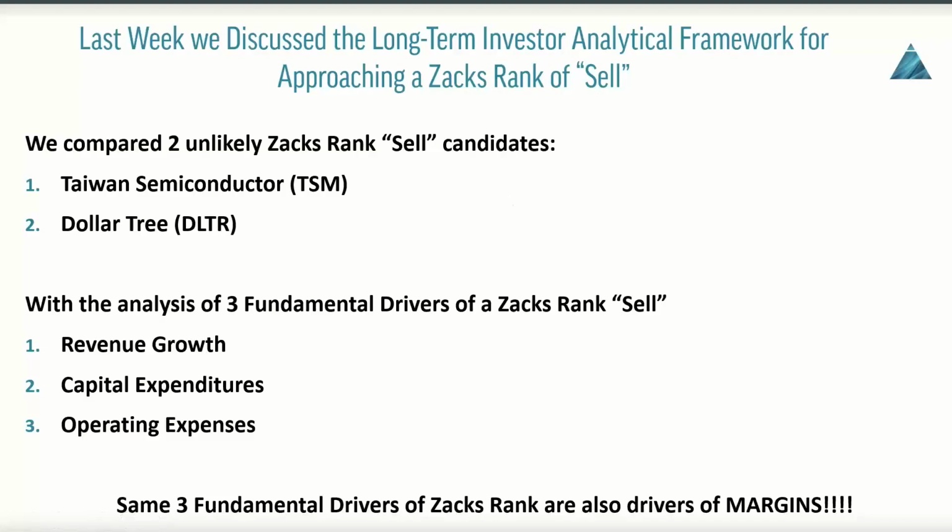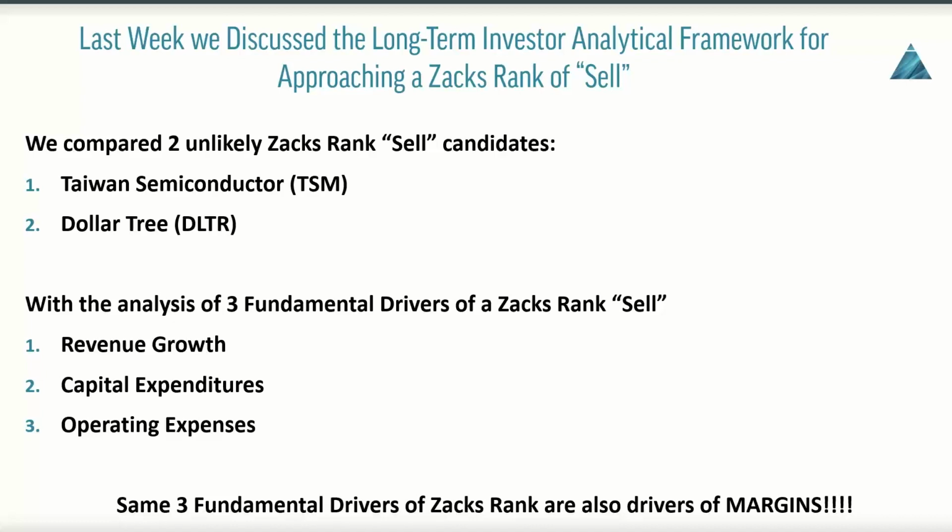Last week, we discussed the long-term analytical framework for approaching a Zacks rank of sell. We did so by looking at two completely different companies, Taiwan Semiconductor and Dollar Tree, completely unrelated industries, completely unrelated sectors. And both of them had Zacks rank sell ratings at the time. I introduced the three fundamental drivers of the Zacks rank of sell. This could be any Zacks rank. This is revenue growth and expenditures. Specifically, I split up expenses between capital expenditures and operating expenditures and spoke of the differences and significance of each.